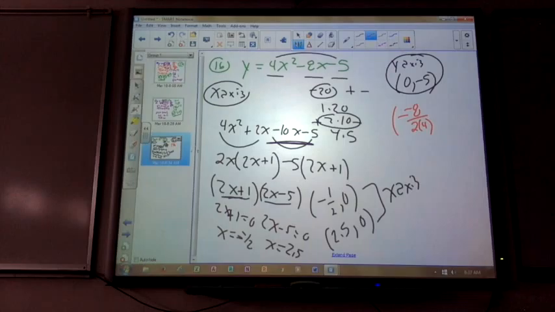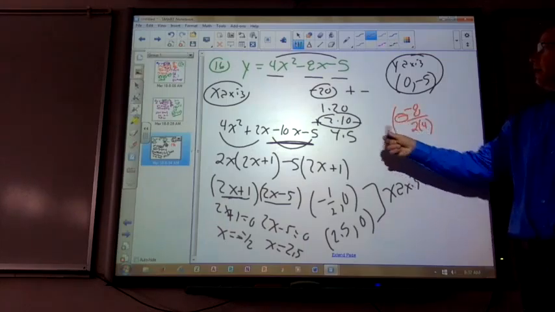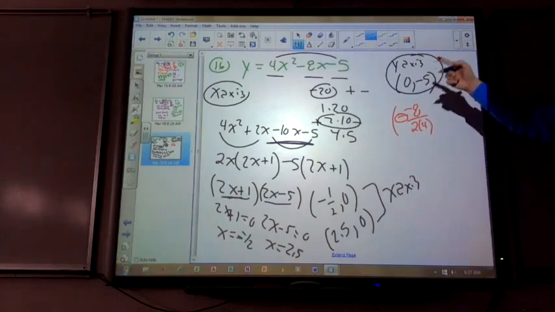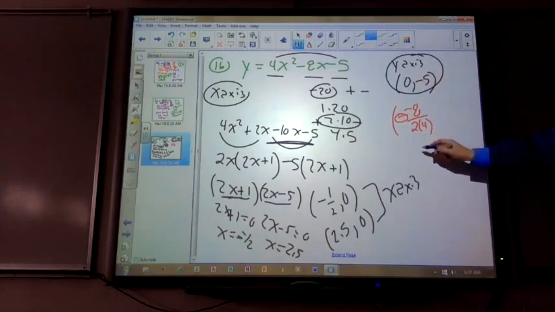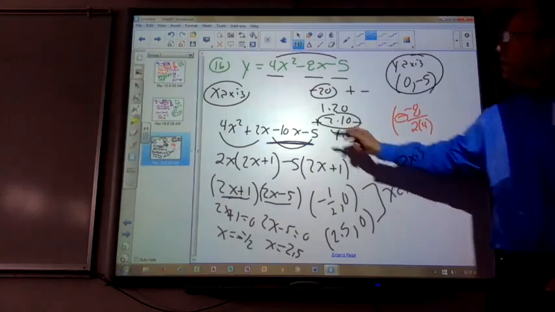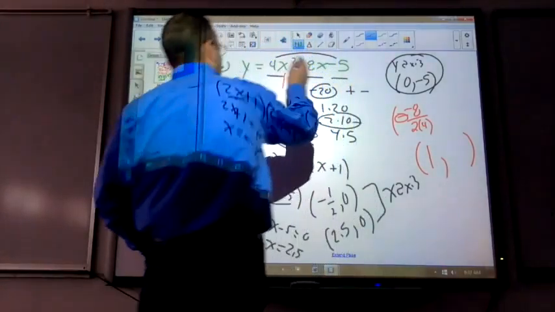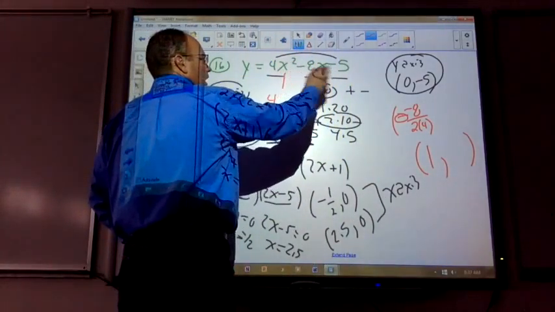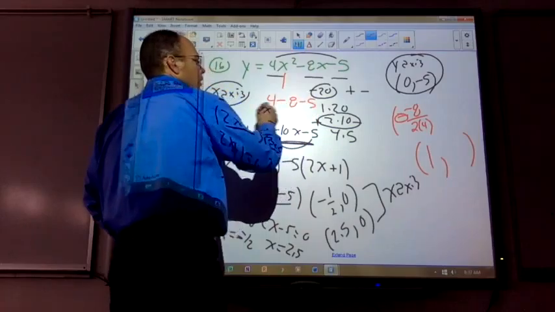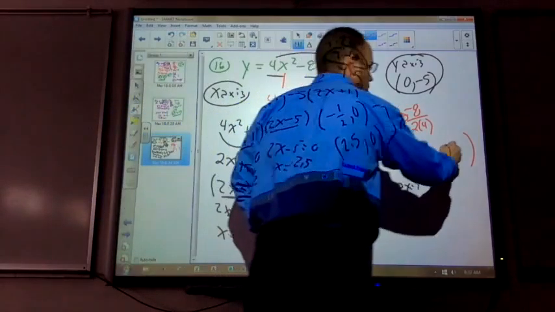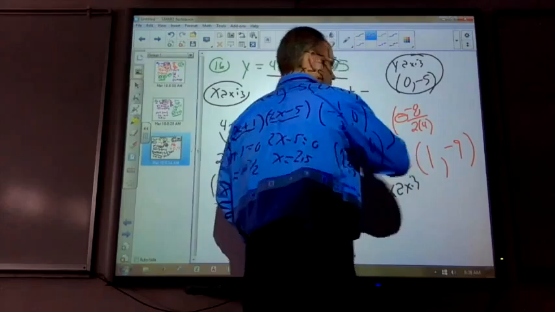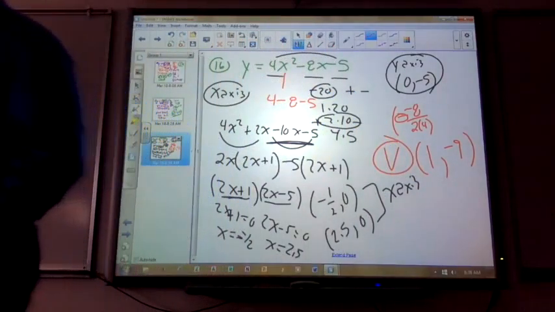Why is it negative 8? Yeah, so the negative b, that's the one that comes along, and b is negative 8, so negative 8 is positive 8. 8 over 8 is 1. Oh, sweet, this is going to be easier. 1 is our x component, I need to plug in. 1 squared is 1. 4 times 1 is 4. Negative 8 times 1 is negative 8. Minus 5? Negative 4, negative 9. Vertex is (1, negative 9).